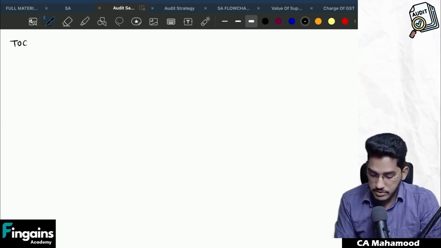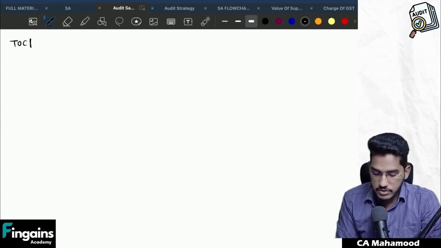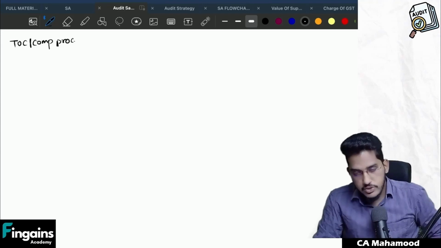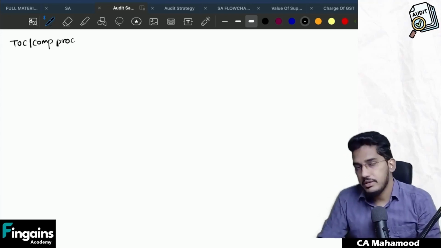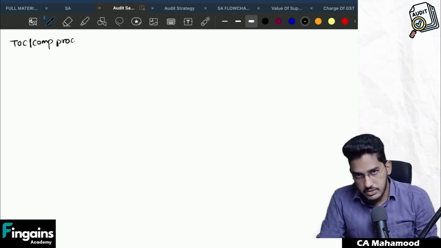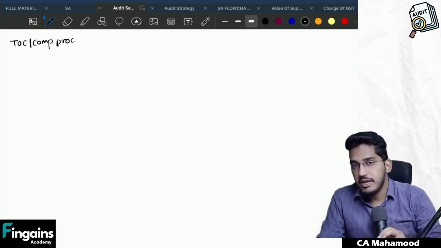What is the other name for test of controls? As we all know, the other name for test of controls is compliance procedures. What actually happens in the compliance procedures? Why do we do compliance procedures? So we actually perform compliance procedures to obtain audit evidence whether the internal controls are working effectively or not.